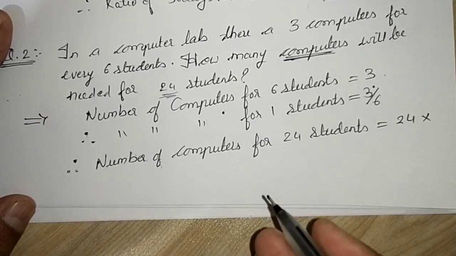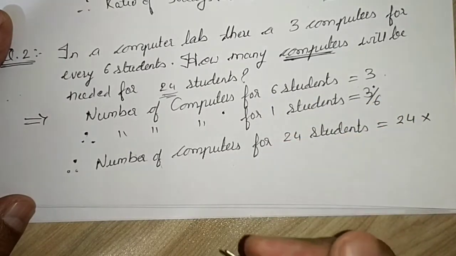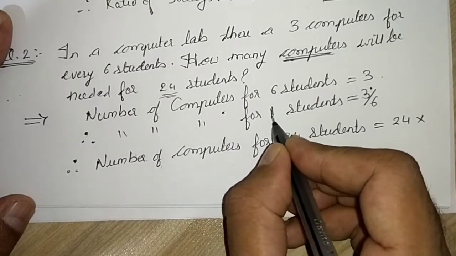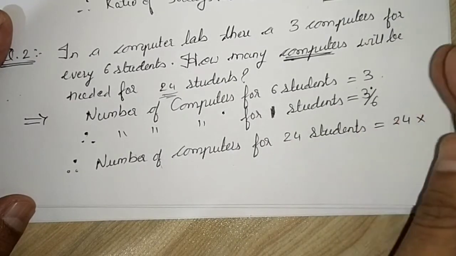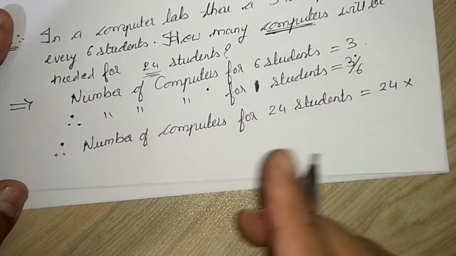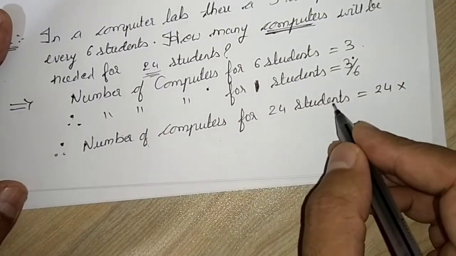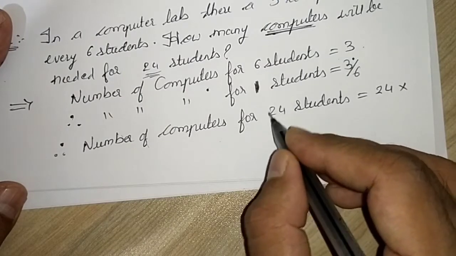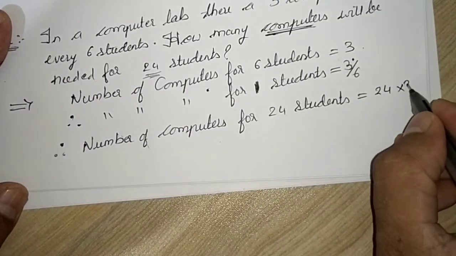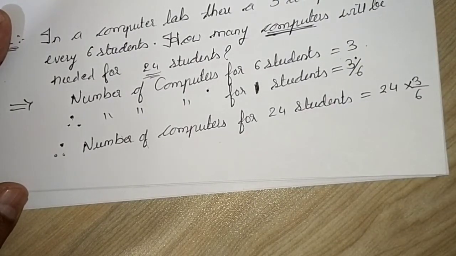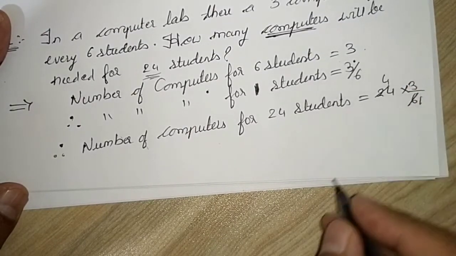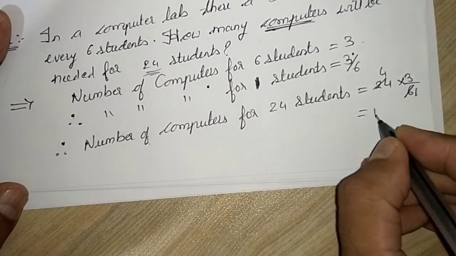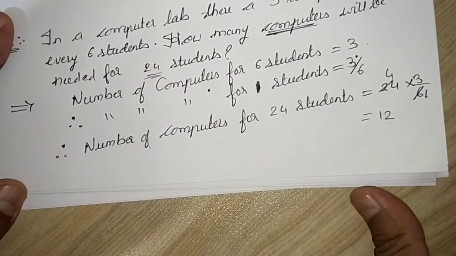Now we want to find for 24 students. So what will we do? We will multiply the result of 1 student, this is the result of 1 student, by 24. So we will write number of computers for 24 students is equal to 24 multiplied by 3 by 6. 6 1s are 6 and 6 4s are 24. So we will require 12 computers, right?